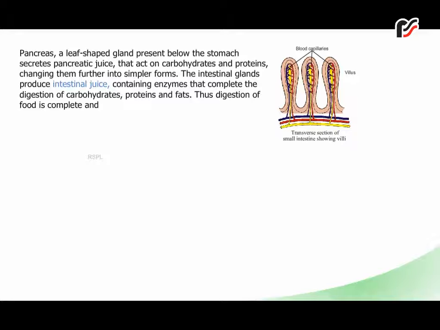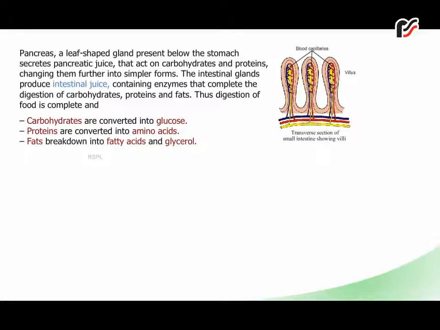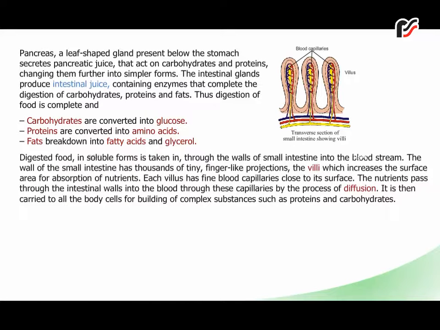Thus, digestion of food is complete, and carbohydrates are converted into glucose. Proteins are converted into amino acids. Fats break down into fatty acids and glycerol. Digested food in soluble forms is taken in through the walls of the small intestine into the bloodstream.